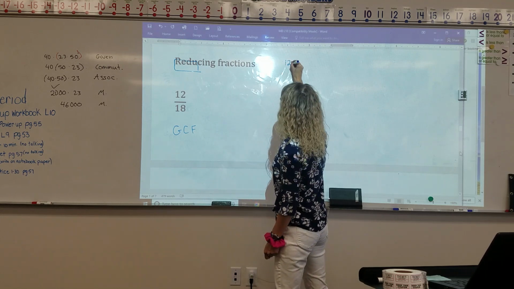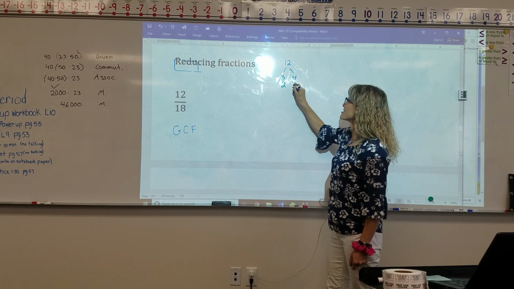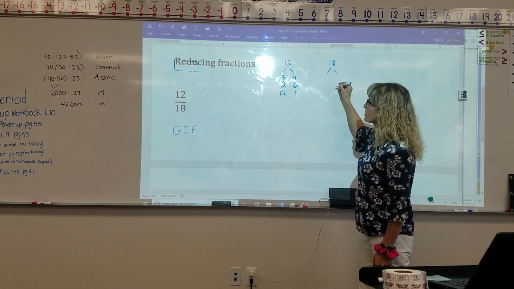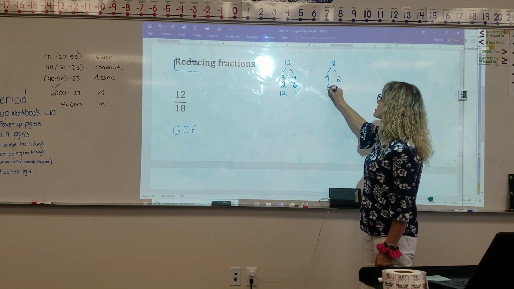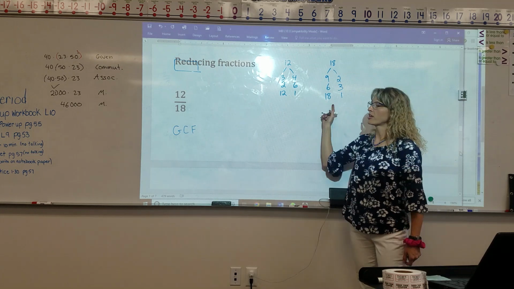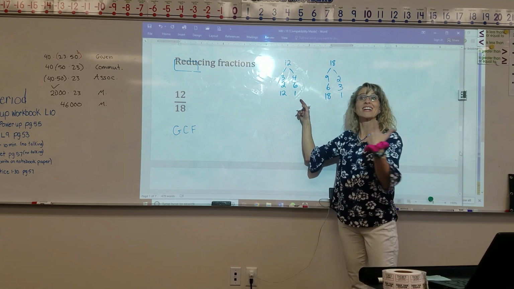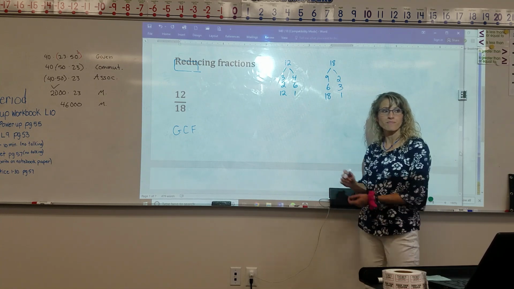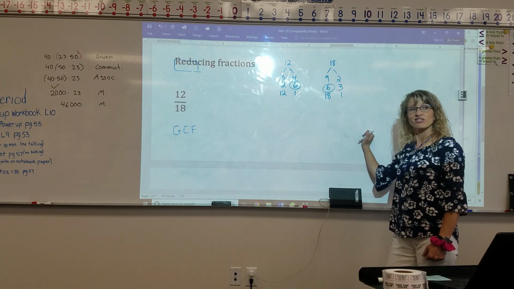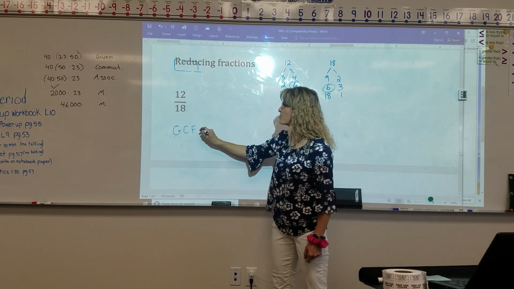So I do a quick factor tree. The factors of 12 are 3 and 4, 2 and 6, itself and 1. I look at 18, I do a factor tree for 18. I go 9 and 2, 6 and 3, itself and 1. Now I compare the lists. Which number is common to both lists and is the greatest number? Hannah. 6. She says it's 6. Is there anything better than 6? Nah, that's the largest one that's common to both. So 6 is my GCF.